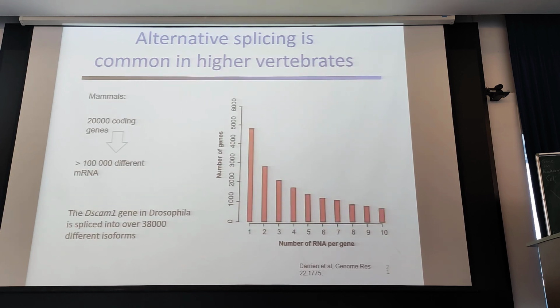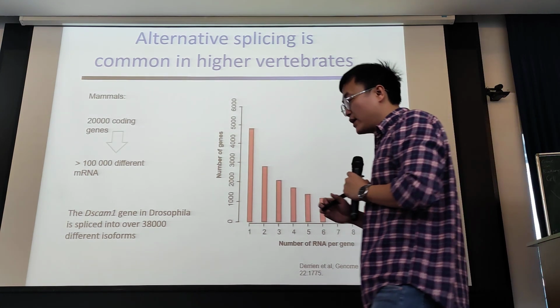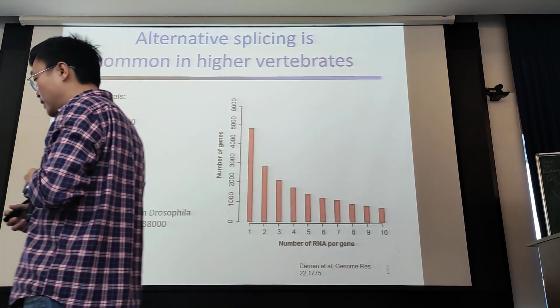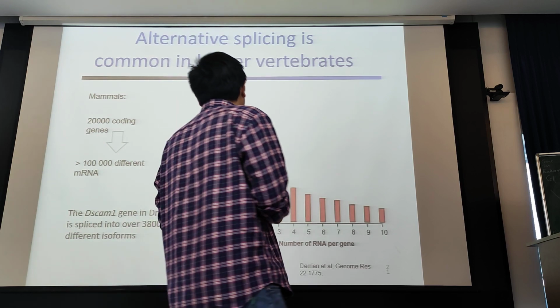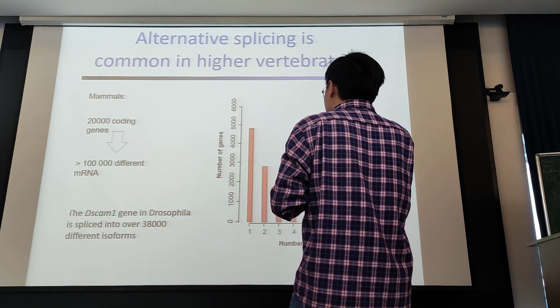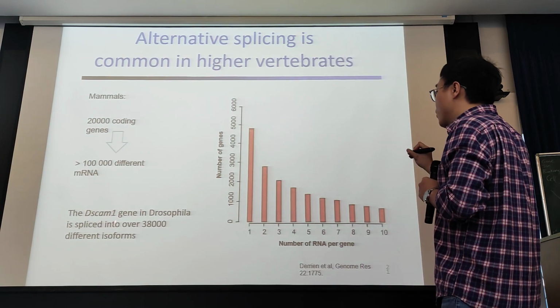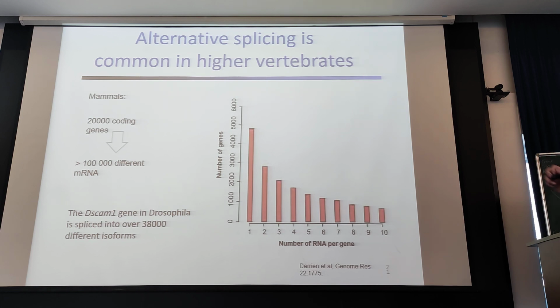Alternative splicing is very common in eukaryotic cells, especially in higher organisms. For example, for one gene in Drosophila, the DSCAM1 gene, when you search it in NCBI, you see that it has more than 38,000 splicing variants. That means there are more than 38,000 splicing ways for this gene.